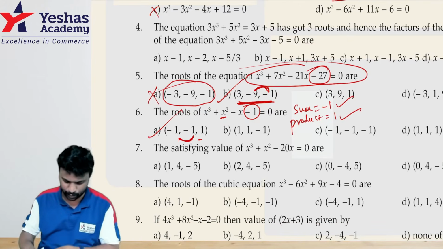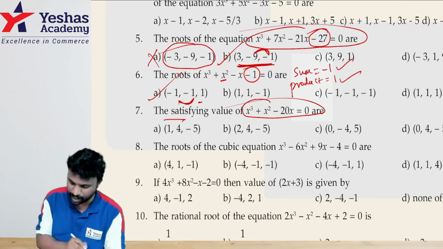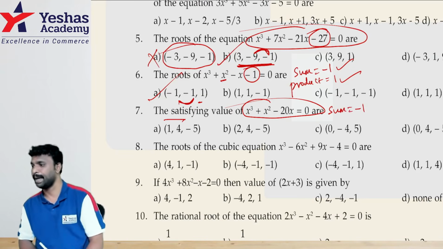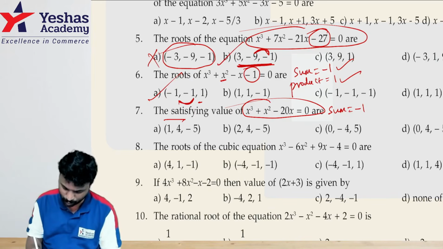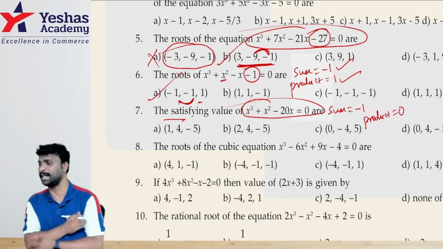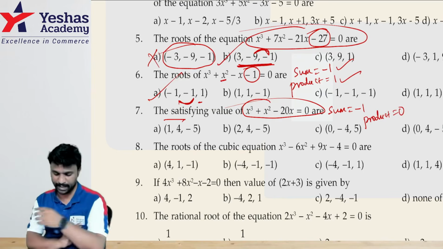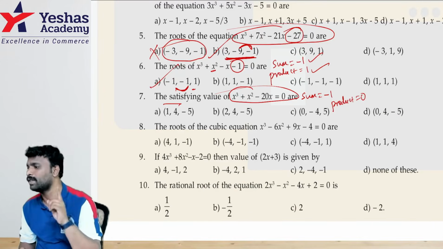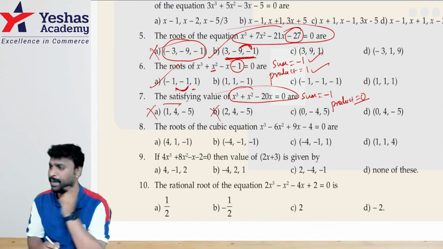Guys, moving on to the next question. Question number 7. The satisfying values for this equation. Once again, sum of the roots. Guys, it's minus 1 because B value is plus 1. Minus of plus 1 is minus 1. And the product. Guys, product will be what? 0 here because there's no constant term D. Alright. So sum is minus 1 and the product is 0. That means clearly one of the roots should be equal to 0. Then only the product will be 0. So option A and option B are ruled out.